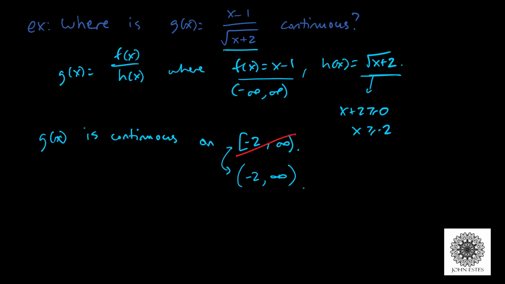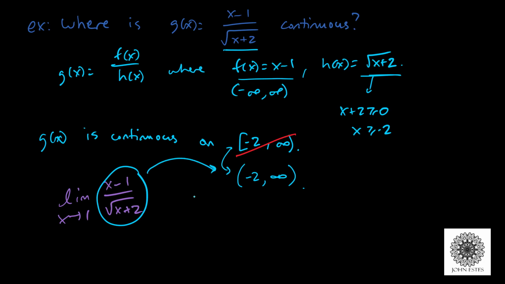So why is this useful? Because now if I want to know, for example, the limit as x approaches 1 of x minus 1 over the square root of x plus 2, well, I know that this function, which was my g of x, is continuous on negative 2 to infinity. So since 1 is in that range, all I have to do is plug it in. So I get 1 minus 1 over the square root of 1 plus 2, and so that actually equals 0. So the limit of x minus 1 over square root of x plus 2 equals 0. And that shows the power of continuous functions.